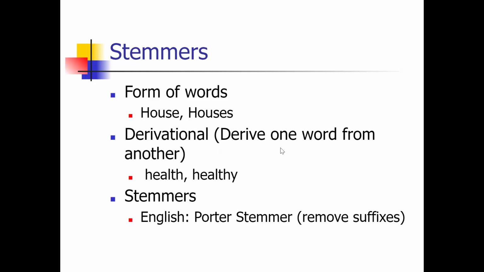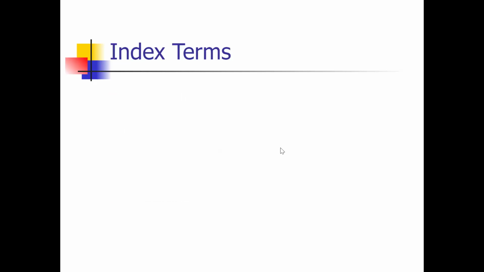So therefore, we need a way to get the different forms of the word and make it into the root form. So in English, the commonly used stemmer is called the Porter stemmer, which will remove the suffixes. Right. Now, once you do that, you will have what we call the index terms. So we said the vocabulary or the words will be features.